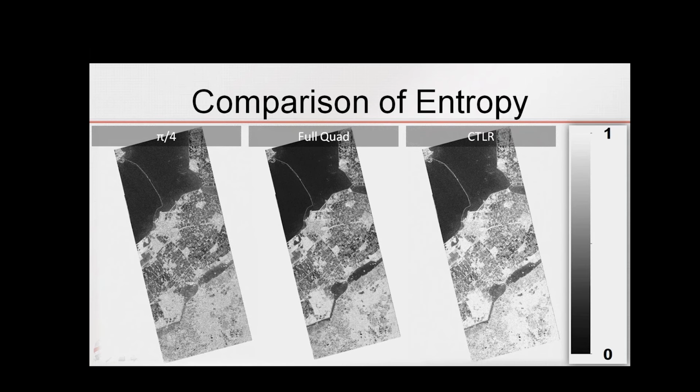So we've started off by looking at entropy and alpha angle produced by PS ComDis. If we start off with entropy, and we look at smooth surfaces right here, you'll notice that this time both CTLR and pi over 4 seem to be a little higher than our full quad image. But if you look at the CTLR image right here, you'll notice that overall, all the pixel values seem to be much higher than both the full quad and the pi over 4.